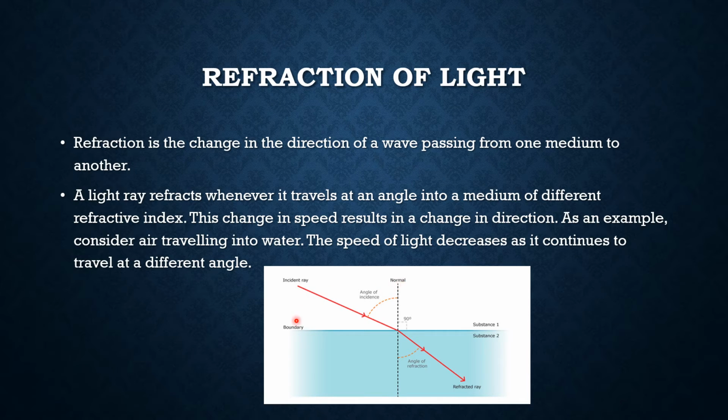For example, this is the boundary between two mediums. This is medium 1 and this is medium 2. This is the incident ray. It enters the second medium and it gets refracted, which is known as the refracted ray.